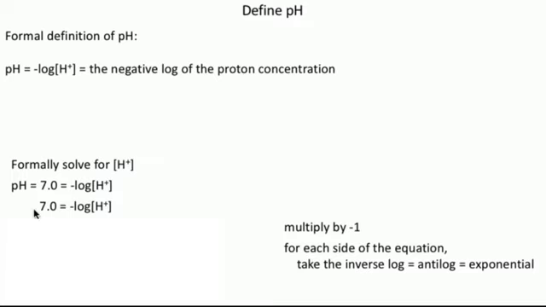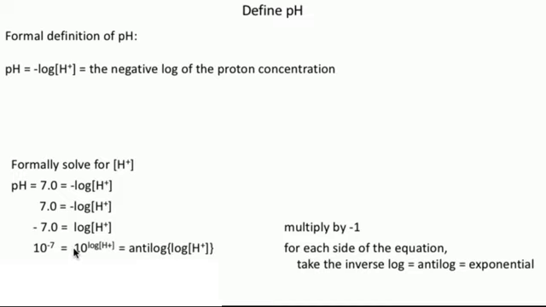So we've just said that the pH of 7 is the negative log of the proton concentration. So we multiply both sides of the equation by -1 to get -7 is equal to the log of the proton concentration. Then we use each side of the equation as an exponent of 10. We're doing the same thing to both sides. If -7 equals log of protons, then 10 to the -7 equals 10 to the log of the proton concentration.